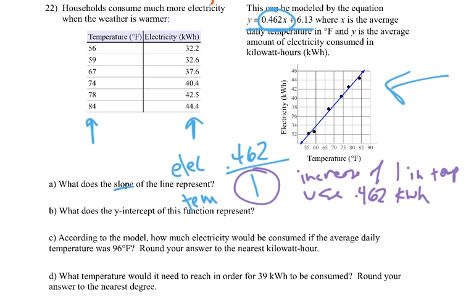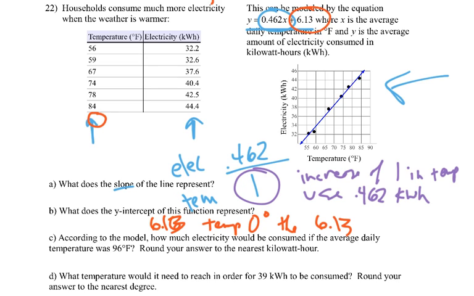Now what about the y-intercept? The y-intercept would be the 6.13. It's when the value for temperature would be 0. So if the temperature is at 0 degrees, then we'd use about 6.13 kilowatt hours. Okay, that's kind of where it starts for our model.